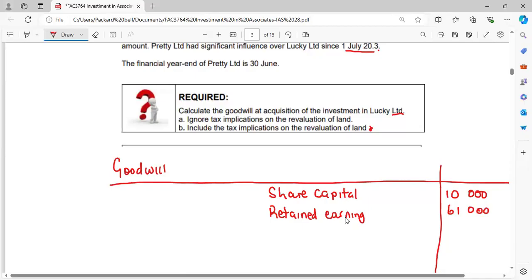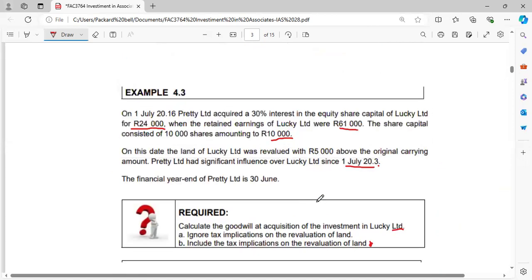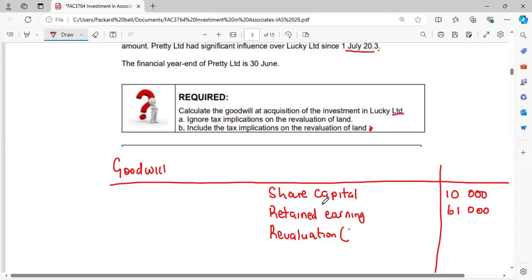Then revaluation. The revaluation is 5,000. We say we want to do the tax implication, so we should apply capital gain tax. Remember, all non-depreciable assets, we should apply capital gain tax. So we are going to have 5,000. Let's use the percentage or the tax they use. What do they say is the tax rate here?